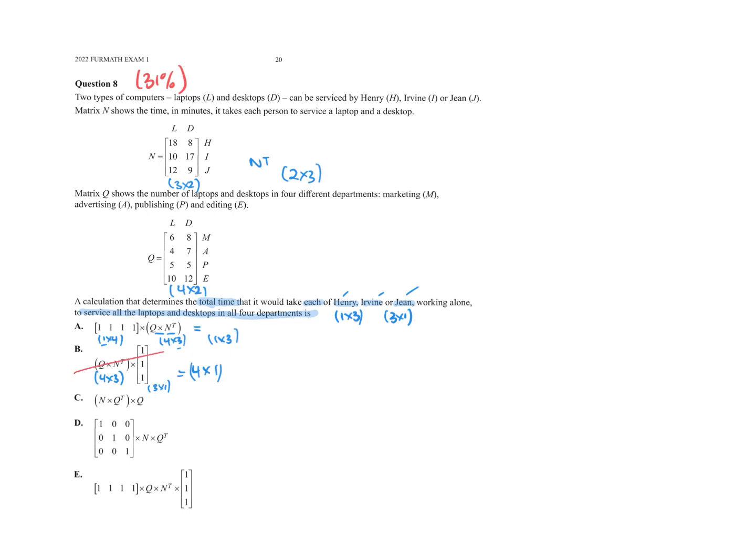This one, when you have N by Q transpose by Q, if we look at this one, N is actually a 3x2 and Q transpose would be a 2x4. So that would be a 3x4. So the answer of that would end up being a 3x4 along with Q, which is a 4x2. But this is going to end up with a 3x2 answer, which means I don't want that either. So I get rid of it.